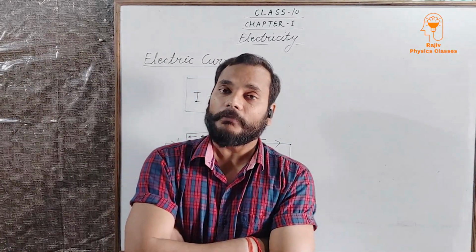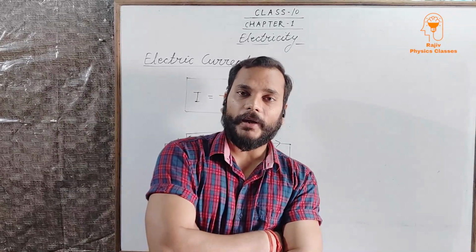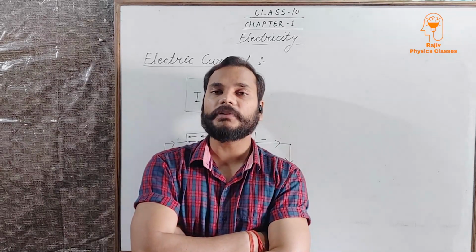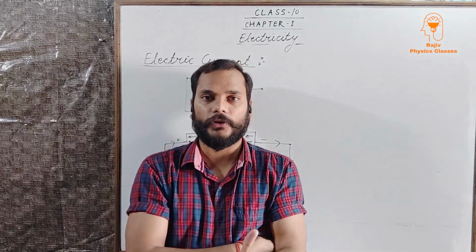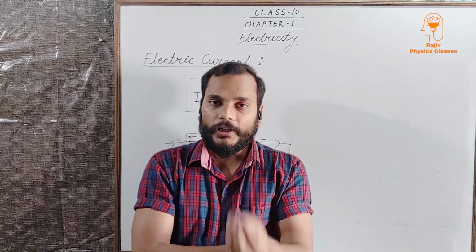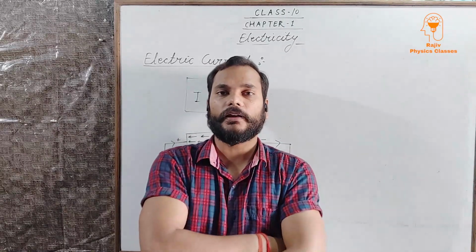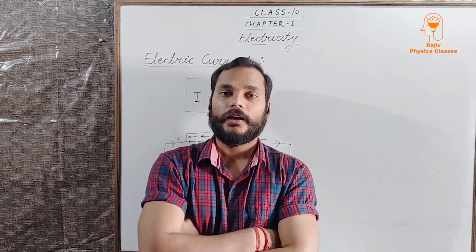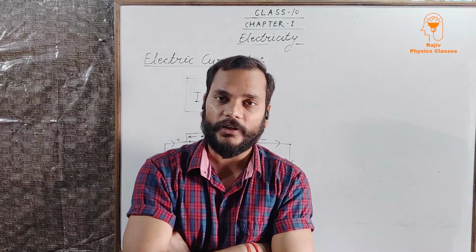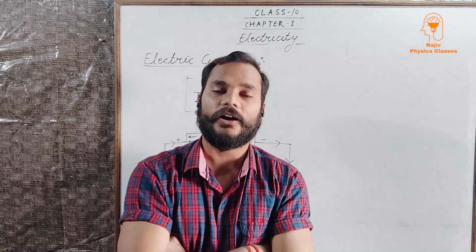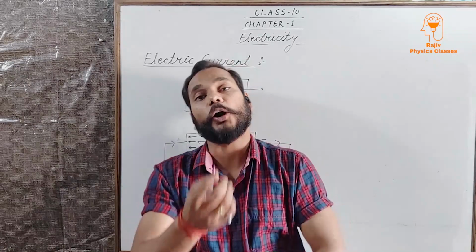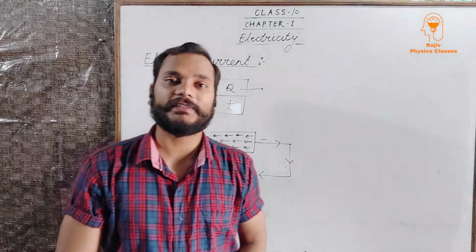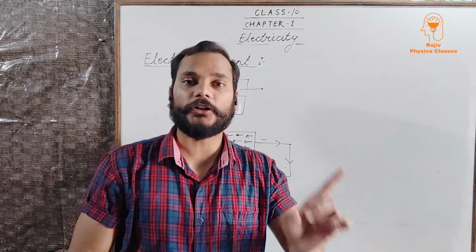Actually, the magnitude of electric current is calculated by the flow of electrons in the wire. The magnitude means the value, how much electric current is flowing in the wire. So that value, that magnitude of electric current, is obviously due to the flow of electrons per unit time. But the direction we consider always according to the flow of positive charges.